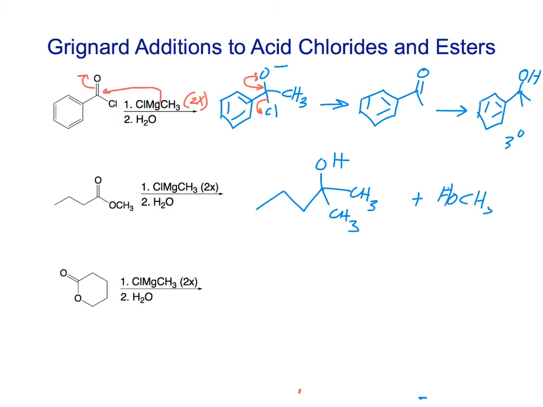All right, what if we did a reaction of methyl magnesium chloride and we did the reaction with this lactone? Okay, so remember, a lactone is just a cyclic ester. So see if you can draw out what the product from this reaction would be.